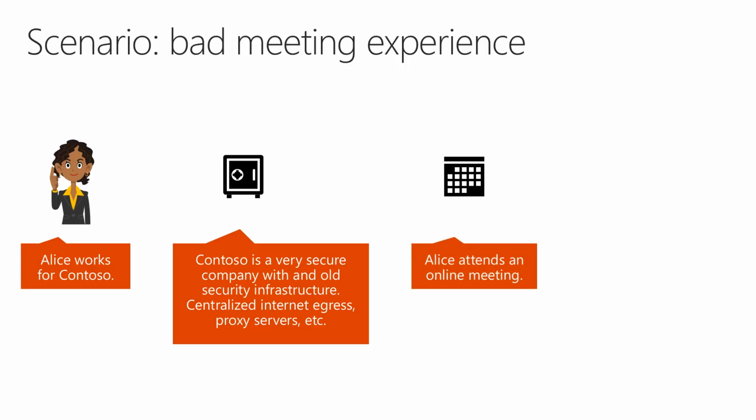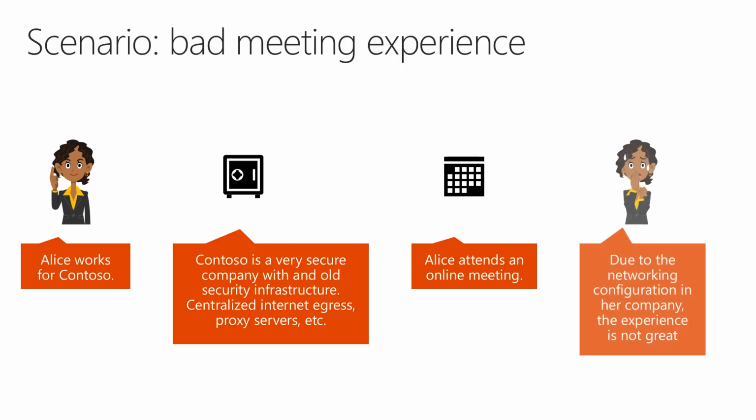So now Alice is attending an online meeting. And because of this networking configuration in her company, the experience is not great. So she might not be able to see people on the video, she might not be able to follow an online presentation, she might not even be able to hear people, which means Teams is pretty much useless to her, and she can't be as productive as she should be. She's losing precious time, she's maybe missing some important details, so she's having a bad experience and she can't do her job very well.